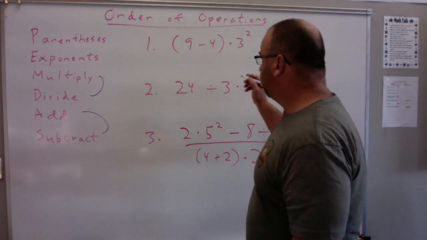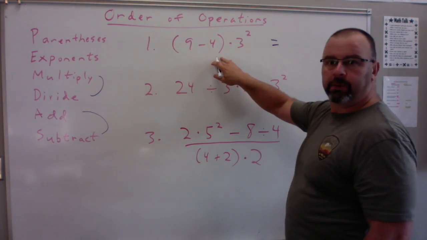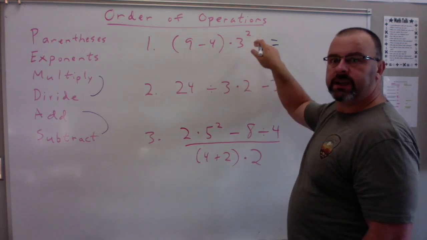So let's take a look at this first one here, okay? What do I have here? 9 minus 4, in parentheses, times 3 to the second power.